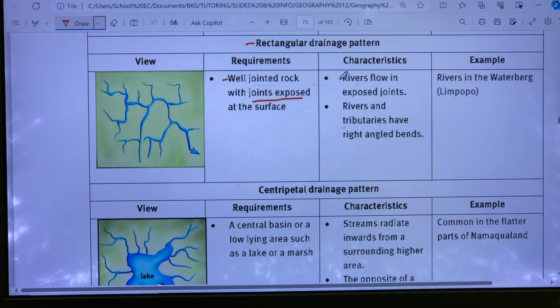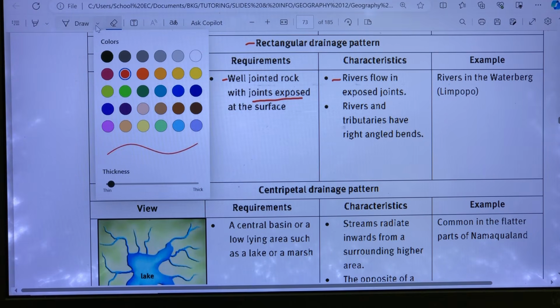So the characteristics: rivers flow in exposed joints. As I explained, I think you also understood it that way. Let's say this is a joint of a rock, and this is a joint, and this is a joint also on this side. So water will flow through these joints. Water will flow through, as you can see. That's how it goes, guys. I hope you understand.